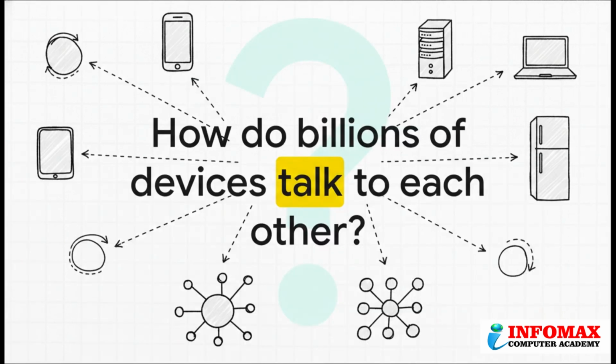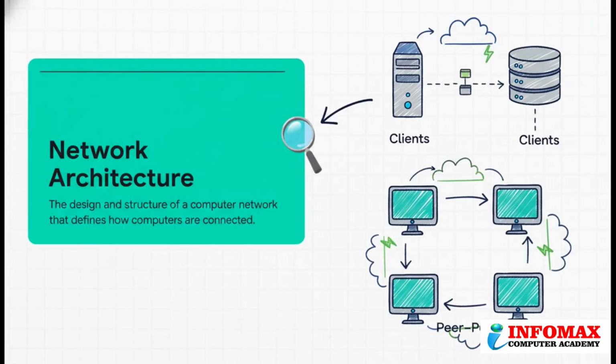So let's just start with the biggest question of all. How in the world do billions of devices, I'm talking phones, laptops, even those smart fridges, how do they all talk to each other without it being total chaos? Well, it's actually a super organized system, and it really all boils down to two fundamental designs. And this master plan has a name: network architecture.